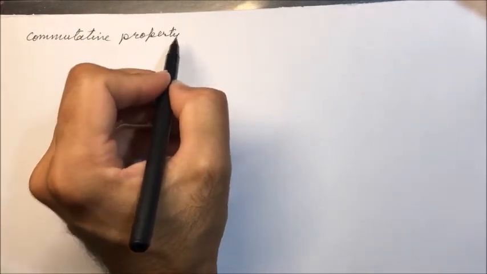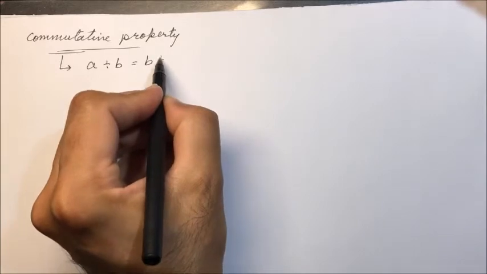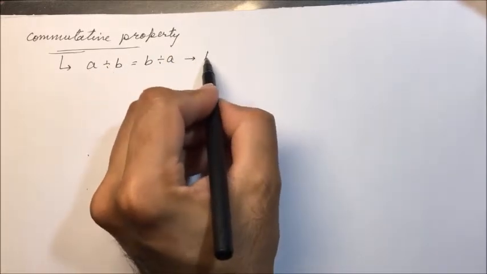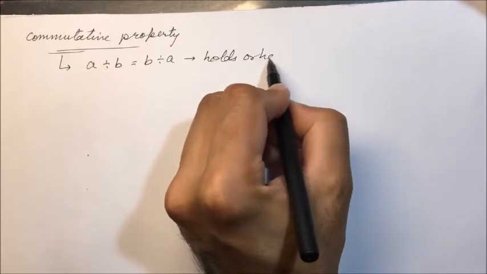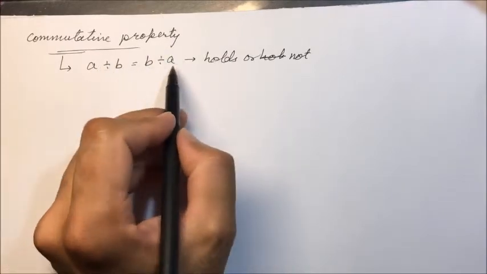Now I'll start with the commutative property. So we will see here whether this commutative property on division holds or not. Whether if rational numbers are arranged in any order, that is, if A divided by B must be equal to B divided by A. Whether this holds or not. So whether the commutative property holds on division or not.